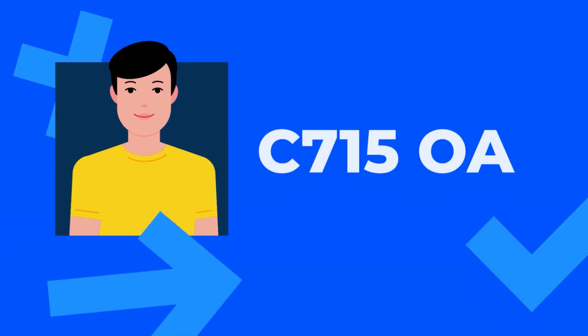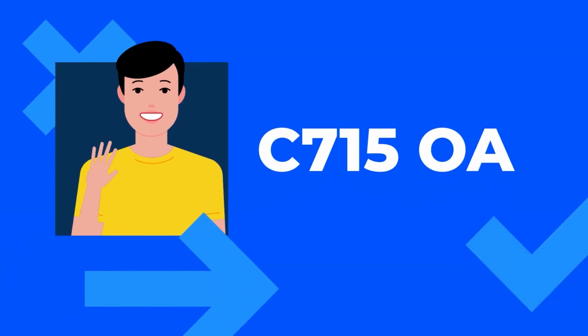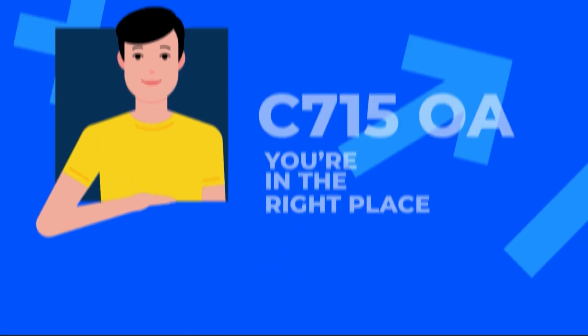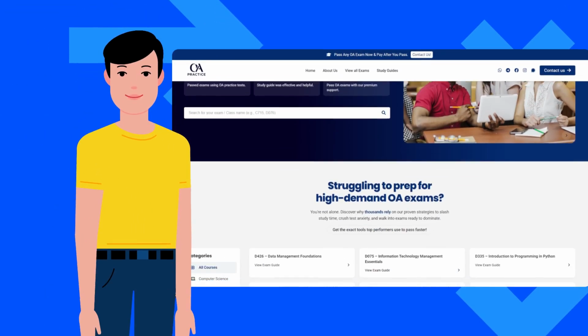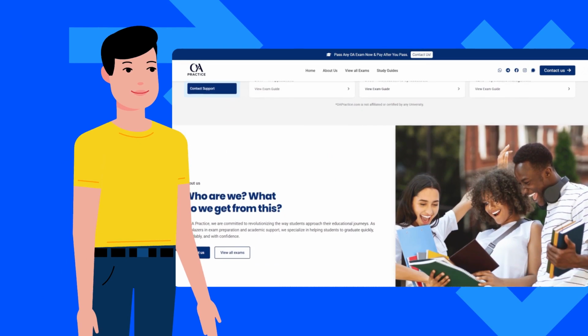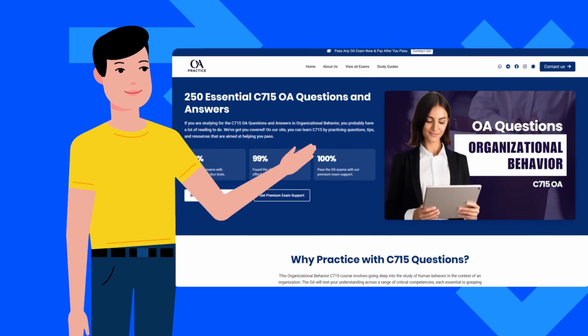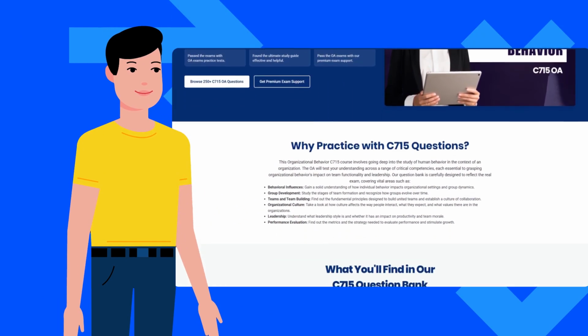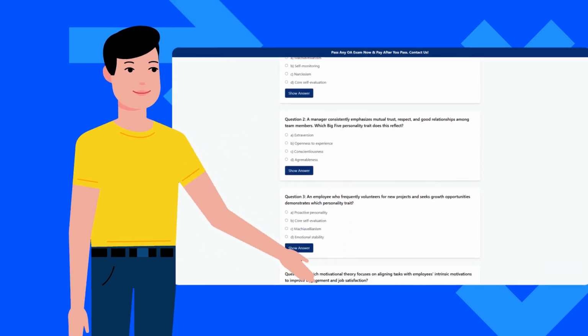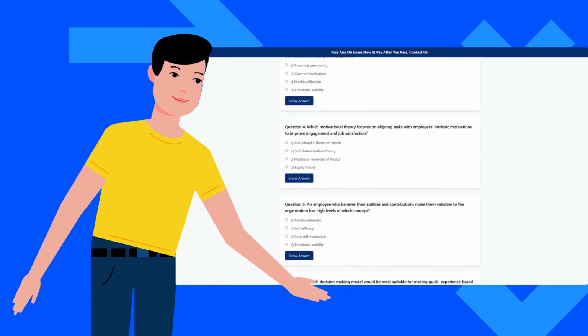Do you want to successfully complete the C715 Objective Assessment exam? Then you are in the right place. Our website provides a list of questions and answers for your success in the C715 OA exam for free. We understand that acing your OA exam can be quite challenging. That's why we provide completely free exam guides and practice questions for you.